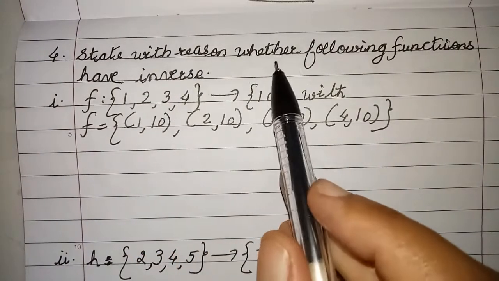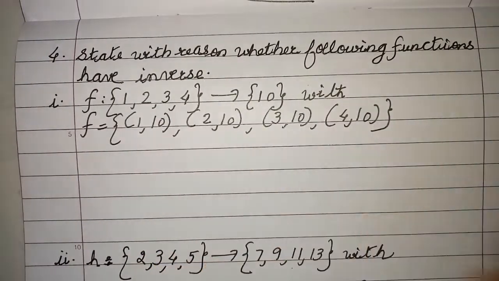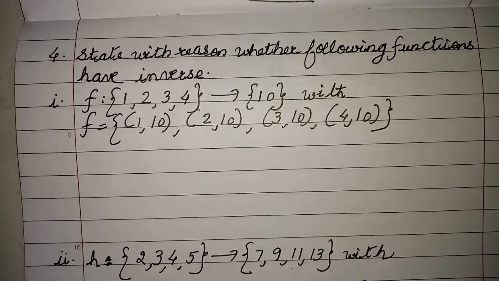State with reason whether the following functions have inverses. If you remember, children, in the definition of invertible functions, I have told you that a function is invertible means it is a one-one function and an onto function. In other words, the inverse of a function exists only if the function is bijective, that means one-one and onto. So checking whether the given functions have inverses is equivalent to finding whether they are bijective or not, by definition.